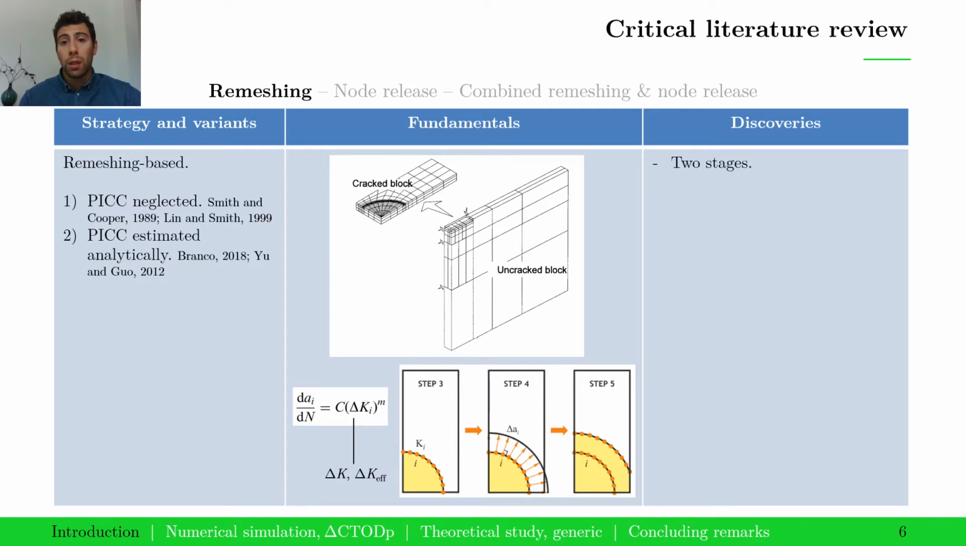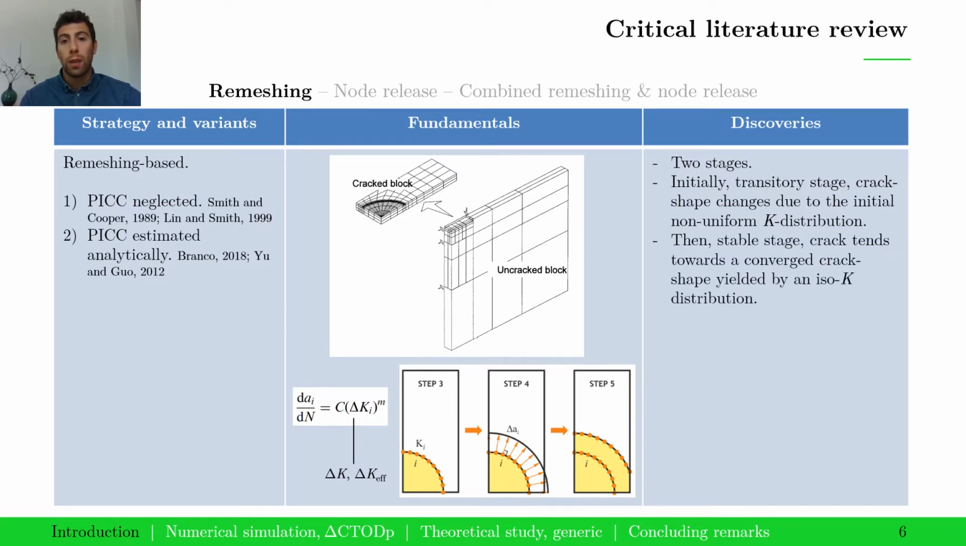Through these strategies, it has been reported that there are two stages: an initial transitory stage where the crack shape changes given the initial non-uniform SIF distribution, and a second stage where the crack tends towards a converged crack shape yielded by an iso-K distribution. Additionally, it is known that the final curvature is expected to be greater if PICC is considered due to the greater effect of PICC close to the surface.